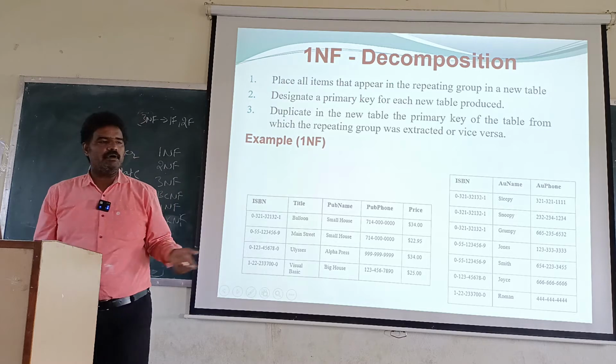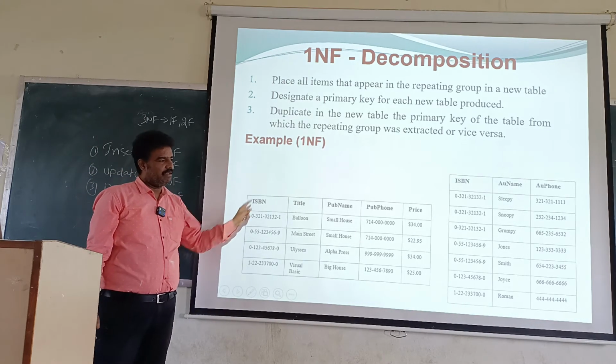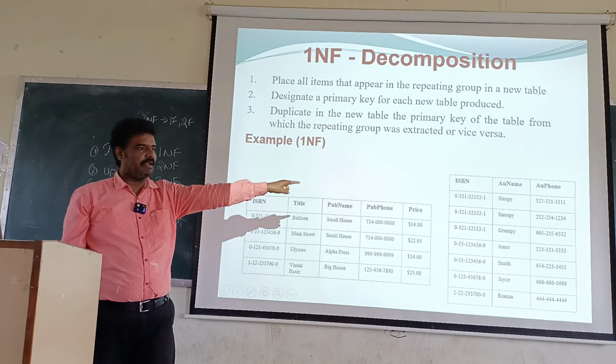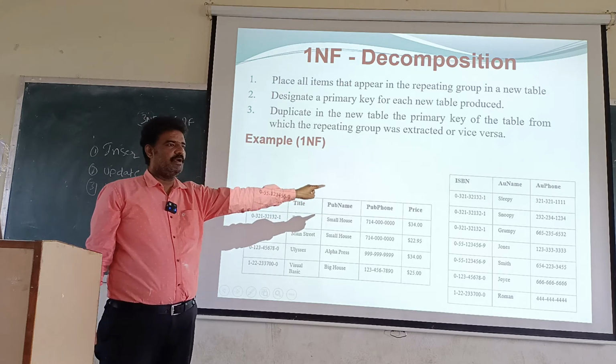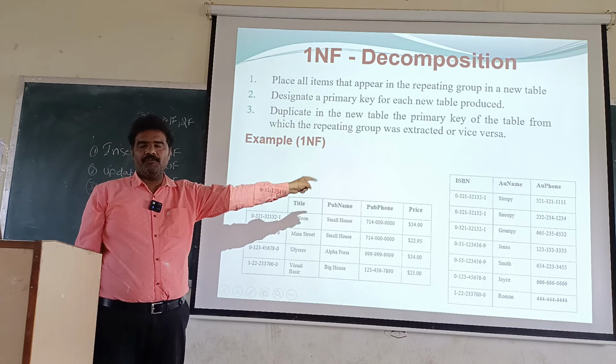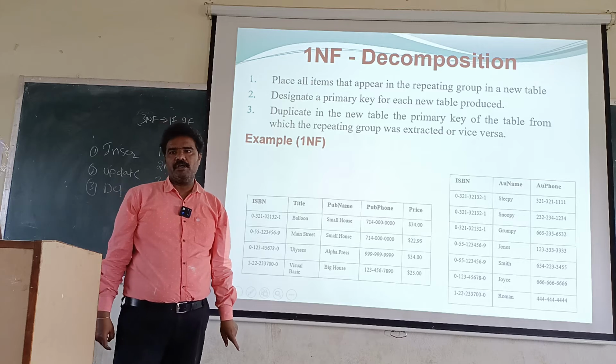Yes or no? So ISBN number is a primary key here, but in that particular newly created table, it should not be anymore as a primary key. That's the reason, even having a repeated record, we don't mind that.